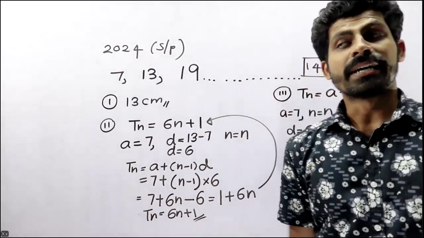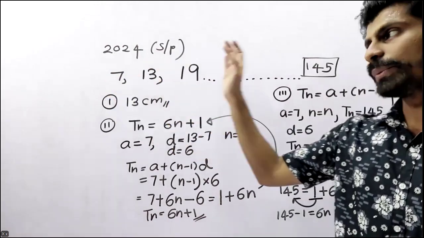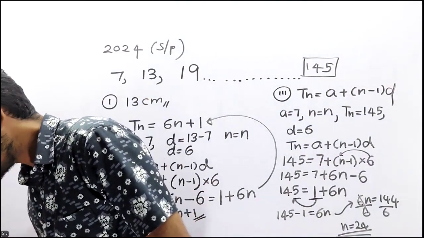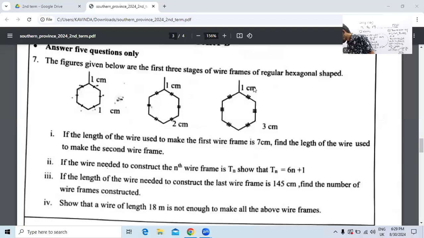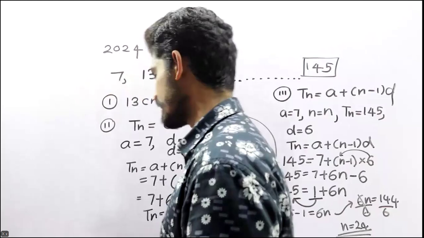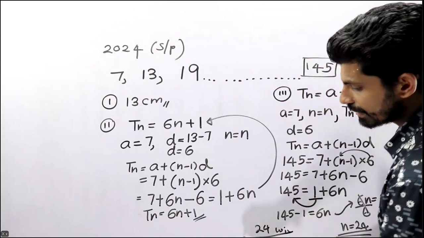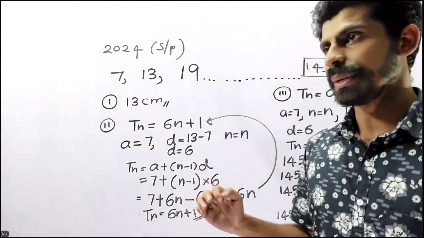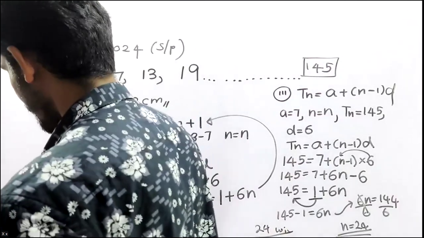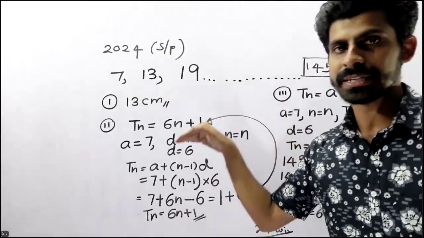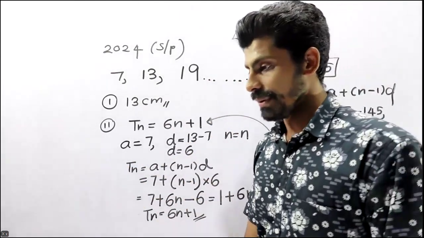How many terms are there? 24 terms, right? So that is the question they're asking. Find the number of wireframes constructed: 24 wireframes constructed. Last part. You can pause the video, and if you need to write it down, you can do this one, right? Okay.